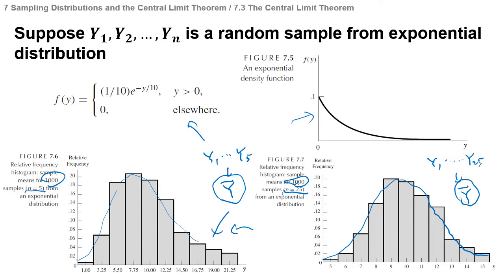As we learned from the central limit theorem, Y1 to Yn follow any distribution. In this case, that distribution is exponential, and as n goes large, the distribution of Y bar follows a normal distribution. N equals 5 is this case, and n equals 25 is this case.